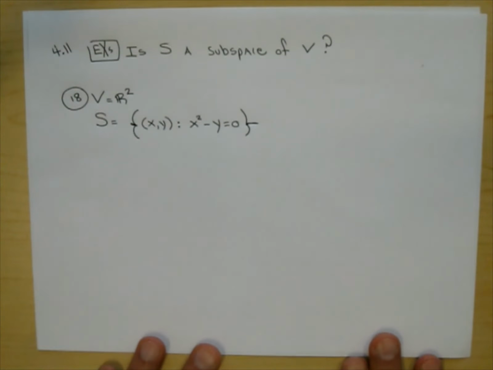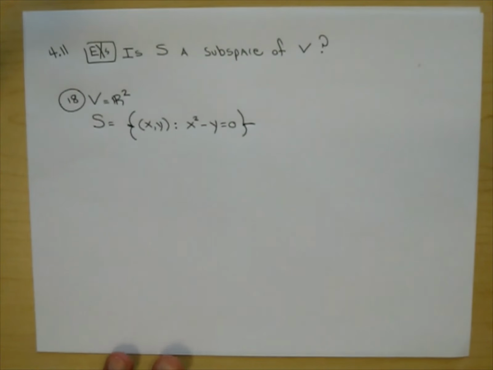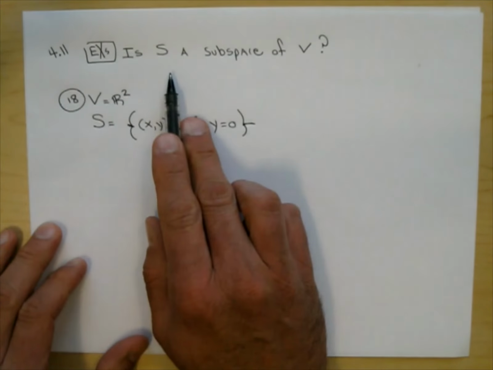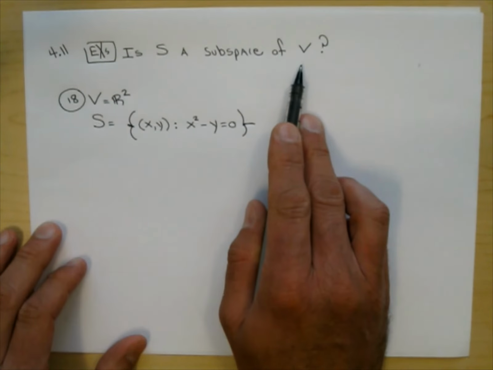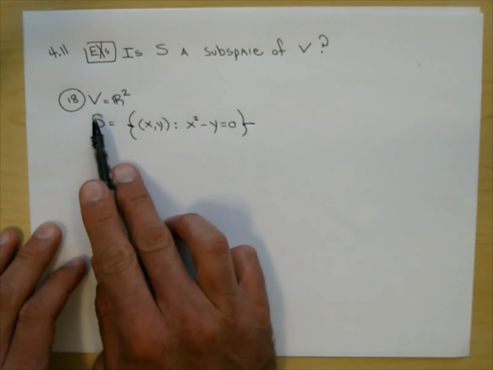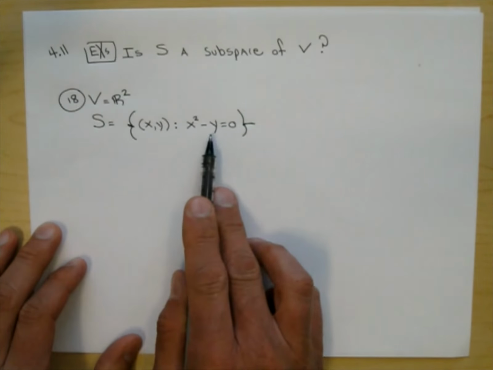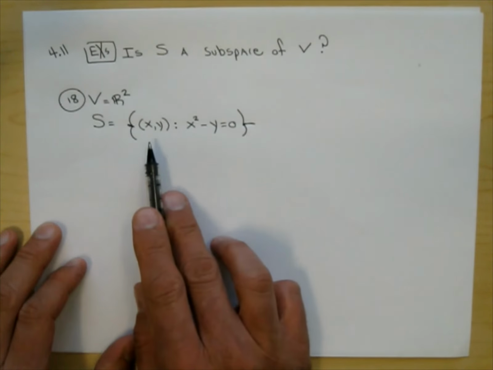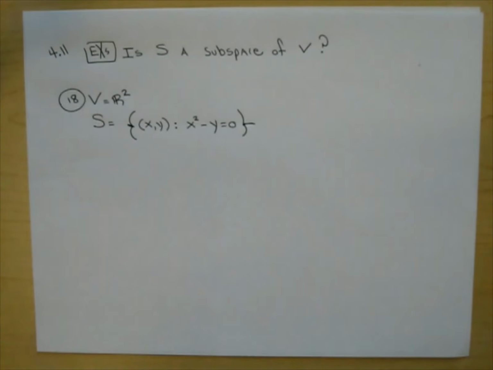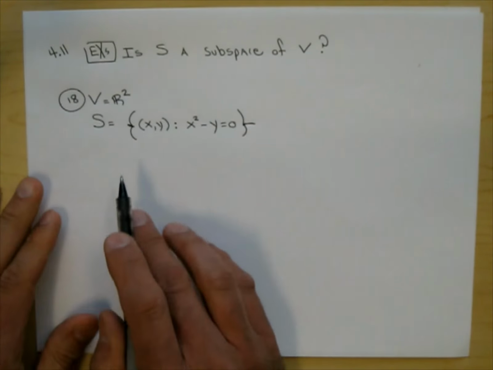A lot of these problems I do at the beginning will come right from 4.11, which is the review. And look what we have here. Is S a subspace of V? So V is R2 and S looks like this. There's actually a few ways of doing these problems, and I'm going to show you a few approaches. Really what you need to know is yes or no. That's what you want to decide.